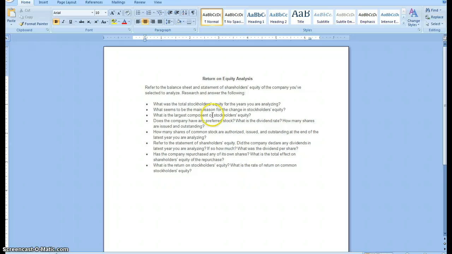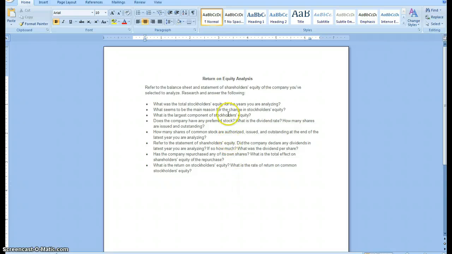Main reason for the change. So look at what happened. Did they sell stock? Did they pay dividends? Did they repurchase stock? If it's APIC, then it's the sale of stock. That would be the biggest change. If APIC is what changed the most, that's just because of the market value versus the par value. At a penny par value, and a market value of even a couple bucks, APIC is going to really increase a lot if they issue shares.